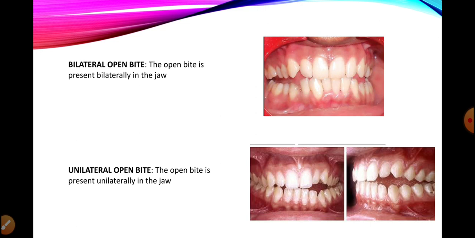So till now we have discussed what open bite is, that is a lack of vertical relationship. It can happen between the anterior teeth, it may happen between the posterior teeth, and then we classify it as anterior open bite if present between the anterior teeth, as posterior open bite if it is present between the posterior teeth, unilateral open bite if it is present on one side of the intraoral cavity, and if it is present on both sides, then we term it as bilateral open bite.